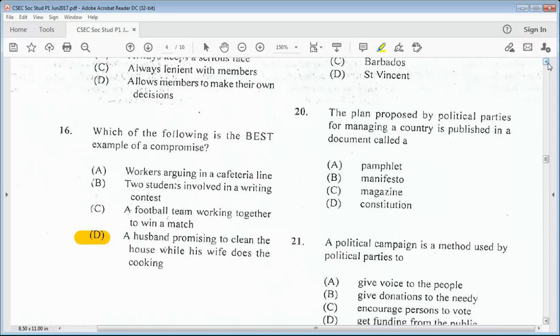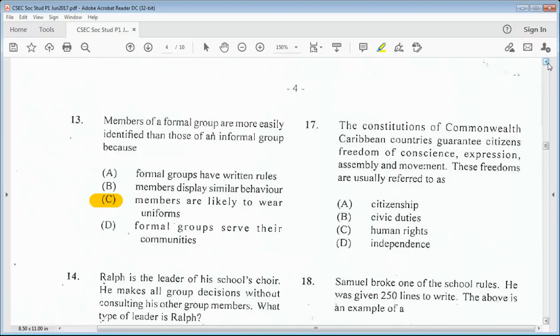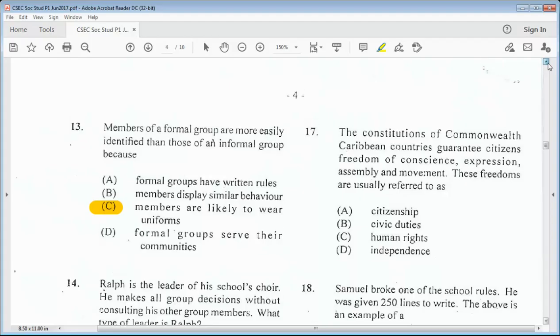Let's move on to number 17. The constitutions of Commonwealth Caribbean countries guarantee citizens freedom of conscience, expression, assembly, and movement. These freedoms are usually referred to as A, citizenship, B, civic duties, C, human rights, or D, independence. We know that is human rights. C.